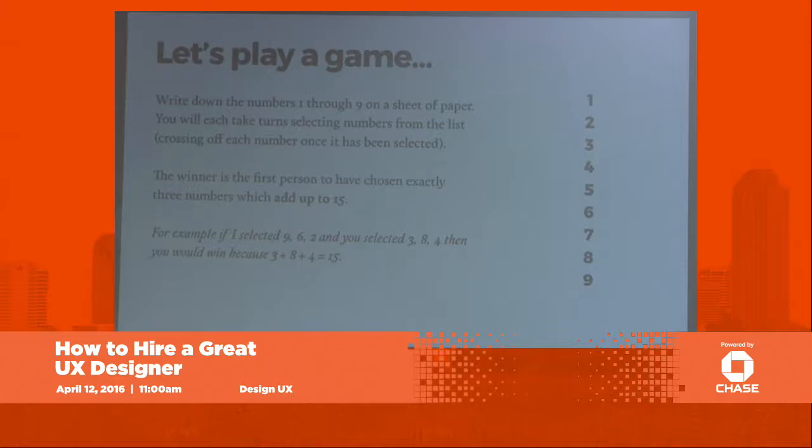The winner of this game is the first person to have chosen exactly 3 numbers, no more, exactly 3 numbers, which add up to 15. So as you pick your numbers, there's also a bit of strategy. You have to think about numbers that are going to add up to 15. All right? For example, if I selected 9, and you selected 3, and I selected 6, and so on, you would win because 3 plus 8 plus 4 equals 15. Make sense? All right? So you're picking 3 numbers that add up to 15. On your mark, get set, go.